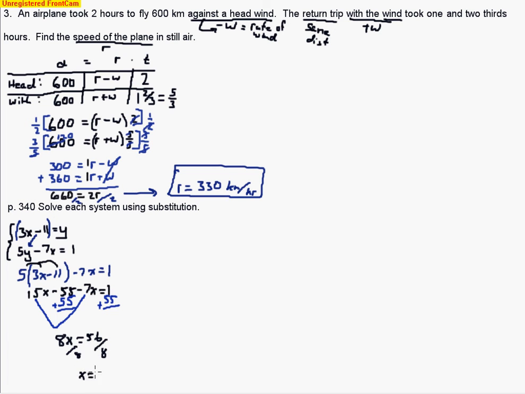X is 7. Once we have that, though, we still need to solve for y. So here's where we use substitution one more time and put it in place of x in one of the equations. This is probably the easier one, the one on top, because it's the one that's solved for y. So 3 times 7 minus 11 equals y. It makes 21 minus 11 equals y. So y is 10. So there it is, 7, 10.